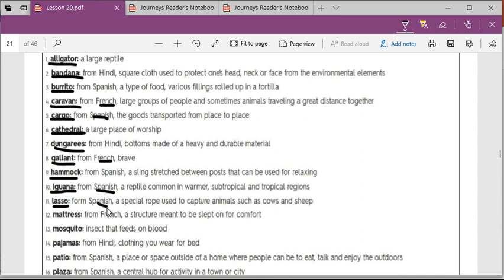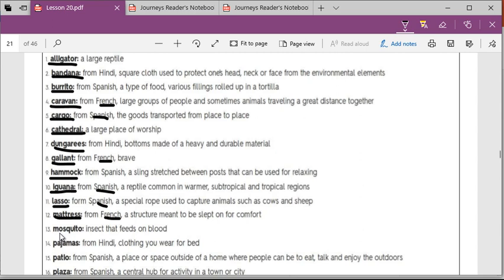And now let's move to the other word, mattress. Mattress, this word comes from French and it's a structure meant to be slept on. Guys, when you go to your bed to sleep, there is something between you and the wood of your bed. It's made of cotton and it has some springs. This thing's called mattress.